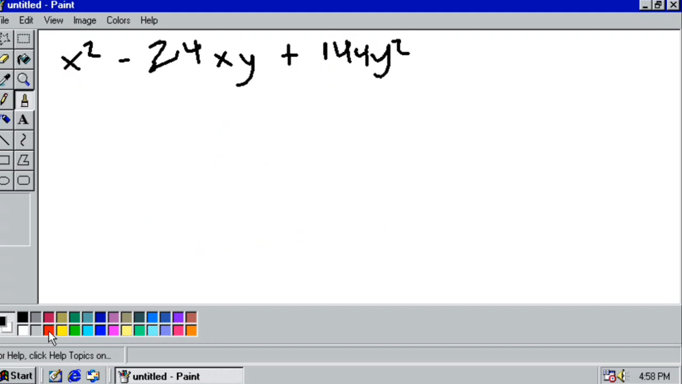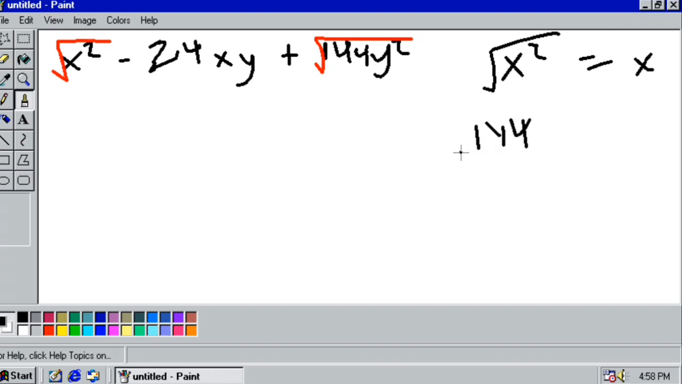So you can try it if you want to. So first let's find the roots of the first and the last terms. So the square root of x squared is simply x, so the square root and 2 will cancel. And the square root of 144y squared, the square root of 144 is 12, since 12 times 12 is 144, and the square root of y squared is y, so 12y.